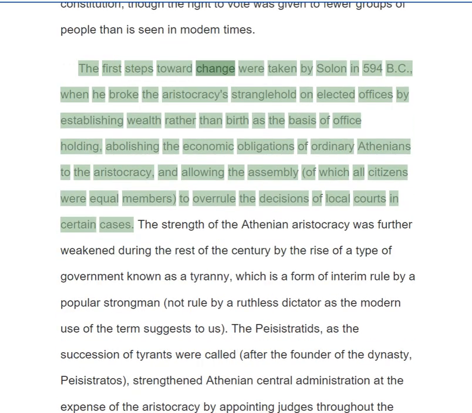The first steps toward change were taken by Solon in 594 BC, when he broke the aristocracy's stranglehold on elected offices by establishing wealth rather than birth as the basis of office holding, abolishing the economic obligations of ordinary Athenians to the aristocracy, and allowing the assembly to overrule the decisions of local courts in certain cases.